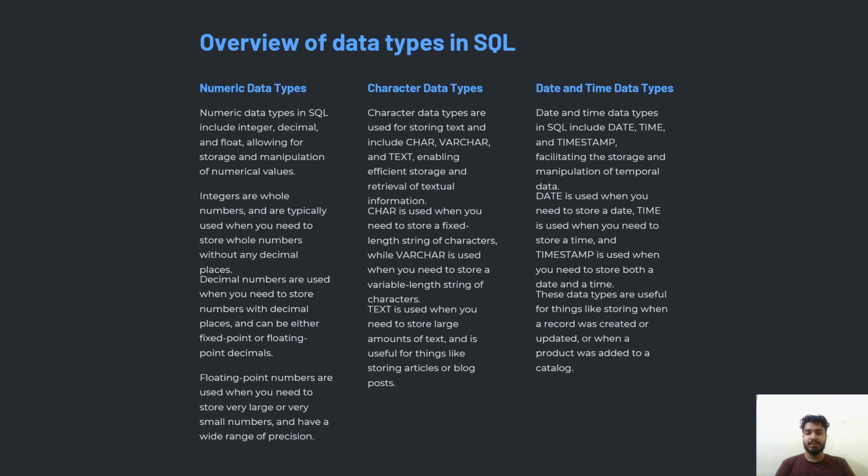Date and time data types. Date and time data types in SQL include date, time, and timestamp, facilitating the storage and manipulation of temporal data. Date is used when you need to store a date. Time is used when you need to store a time. And timestamp is used when you need to store both date and time. These data types are useful for things like storing when a record was created or updated, or when a product was added to a catalog.